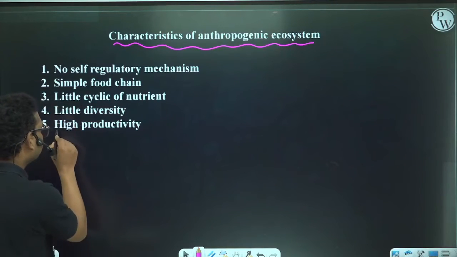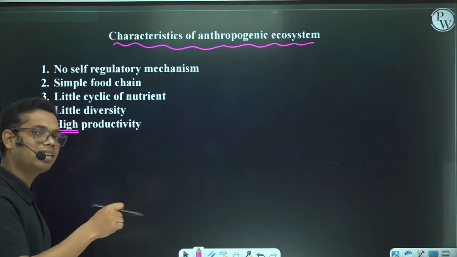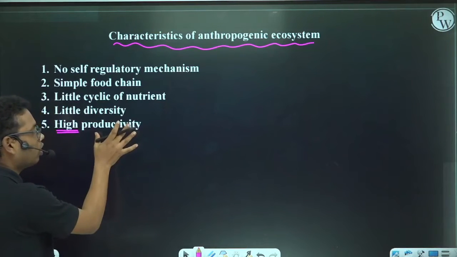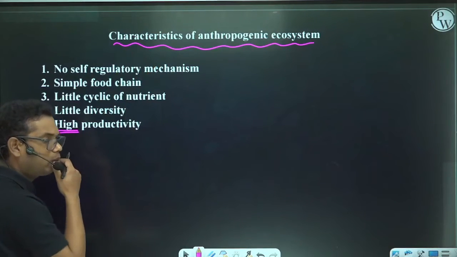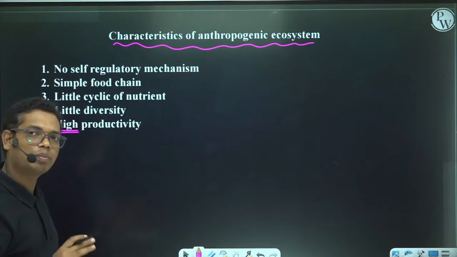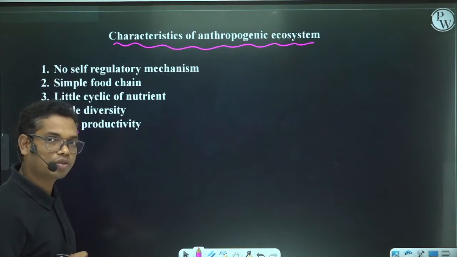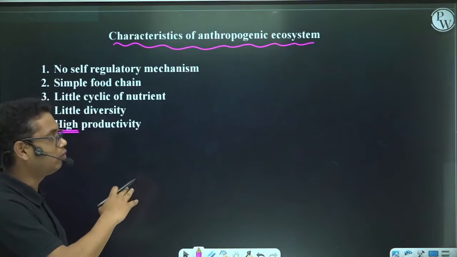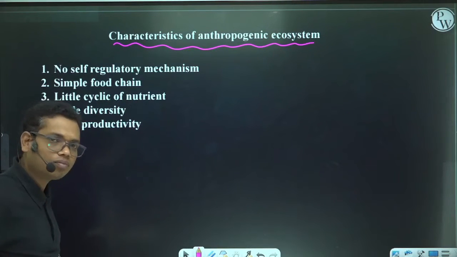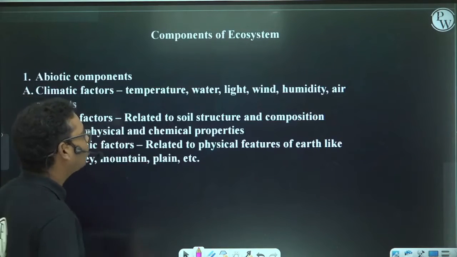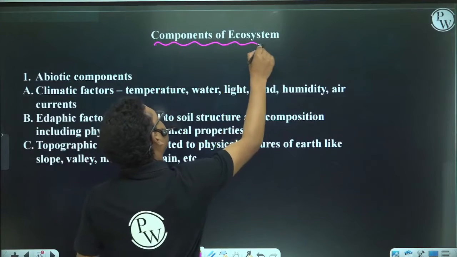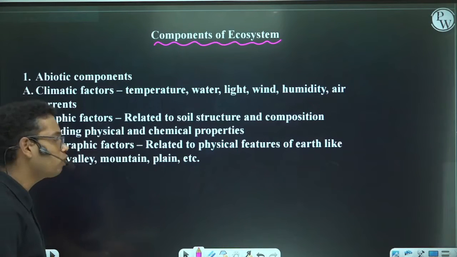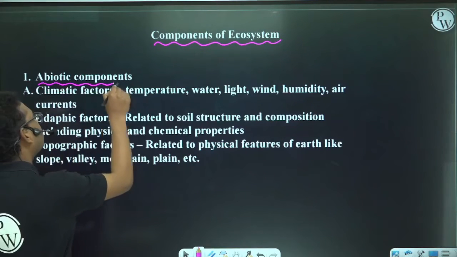This is important, and natural is less as compared to artificial. So only with respect to productivity, this anthropogenic or man-made ecosystem is better as compared to natural ecosystem. Otherwise, natural ecosystem is better than anthropogenic ecosystem with respect to other criteria. Now, what are the different components of ecosystem? Ecosystem has two different components. One is abiotic component and second one is biotic component.